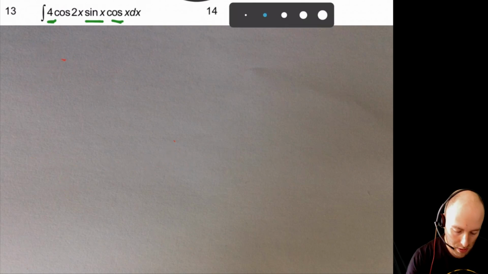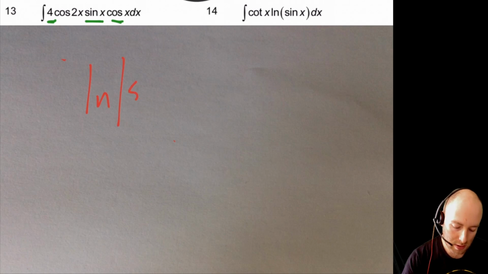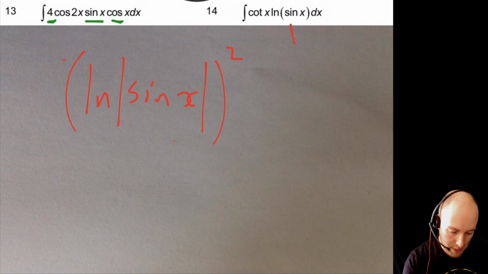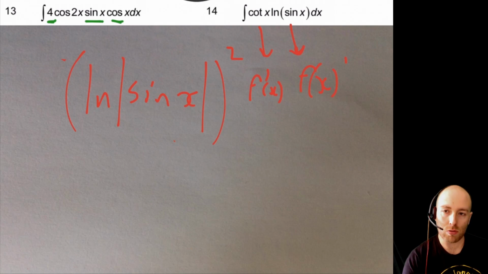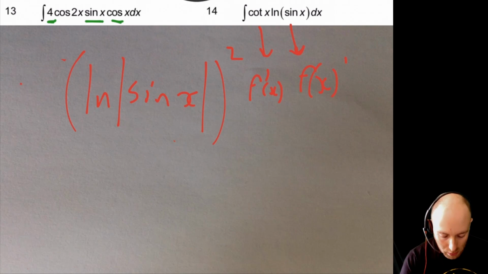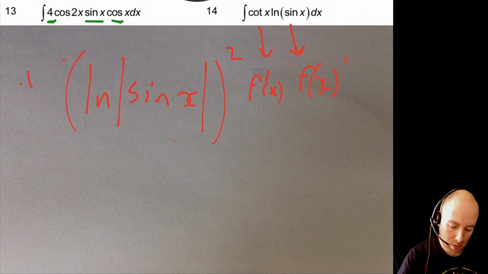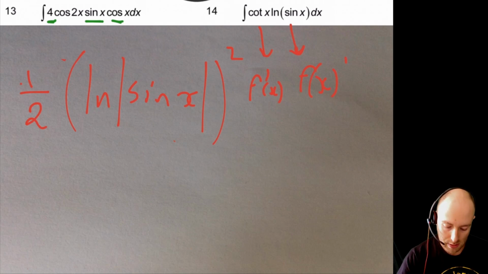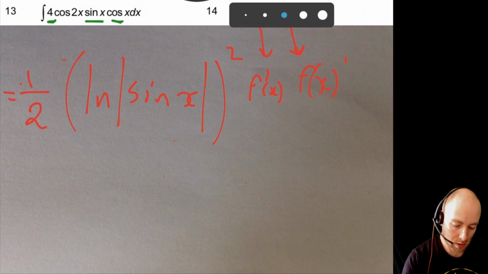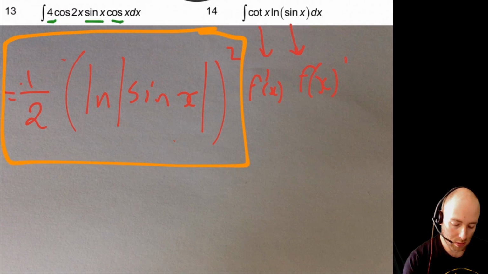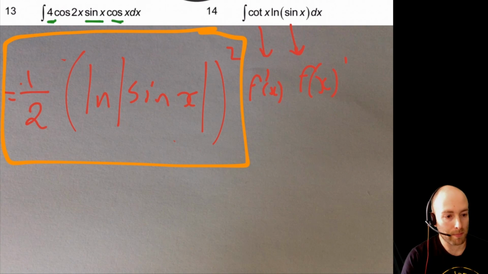Anyway, so this one, where was I? I was saying it was going to be ln sine x all squared, because we basically have this as f of x to the power 1, and this is f dash x. So for that case, we try f of x to the power 2. So I'm going to try this squared. Obviously, we don't want the 2 out the front, but it does differentiate. So that's your answer, by recognition.